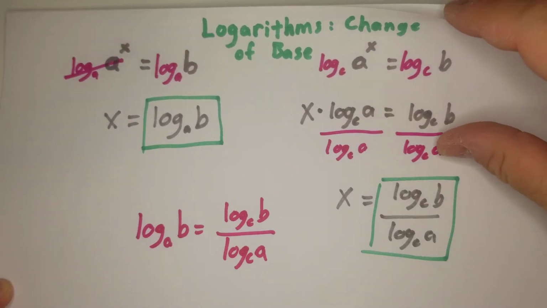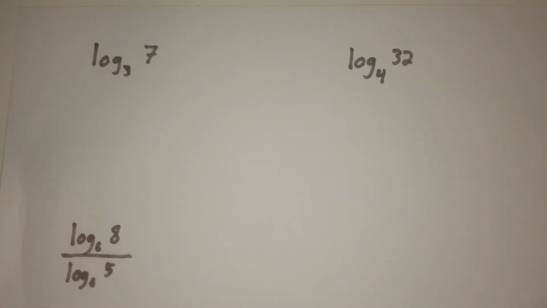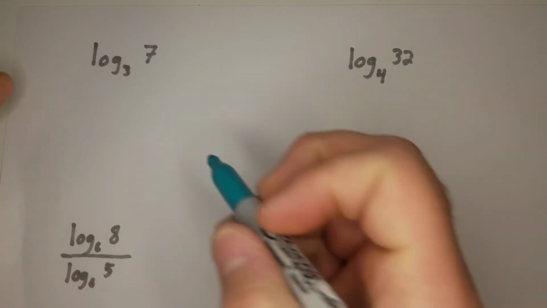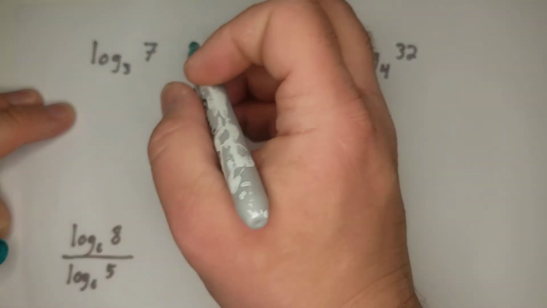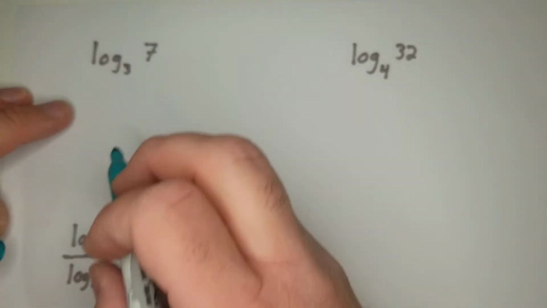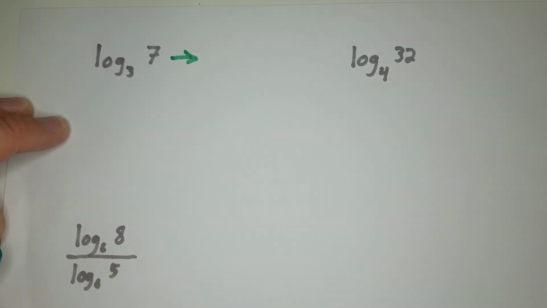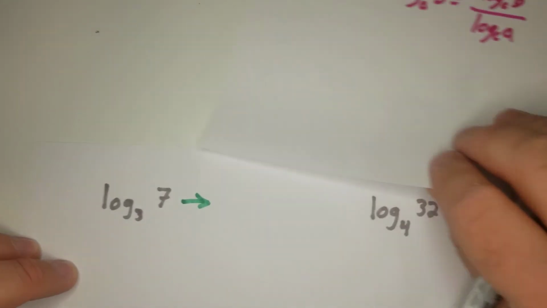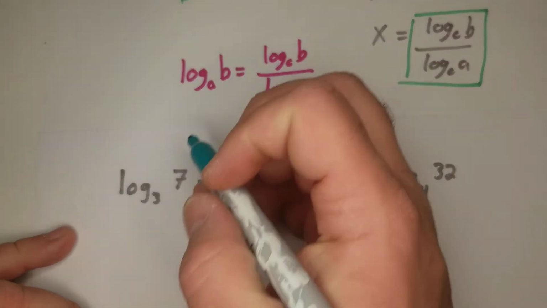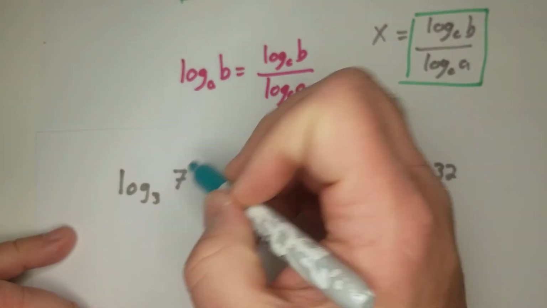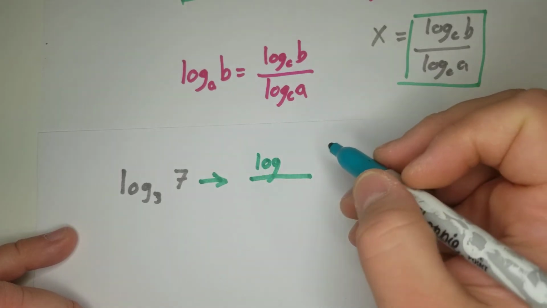Let's take a look at just what it looks like procedurally to use this formula here. If we would like to rewrite this as any other log base besides 3, let's say we have base 10 tables, or we have that lovely button on the calculator that is log base 10, we can convert this. Our a is 3, our b is 7. We can choose, again, whatever log base we want. I'm going to choose log base 10.